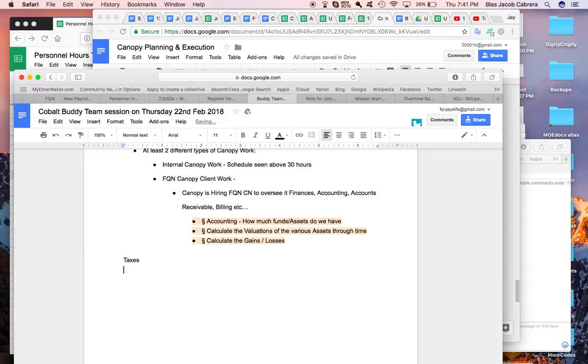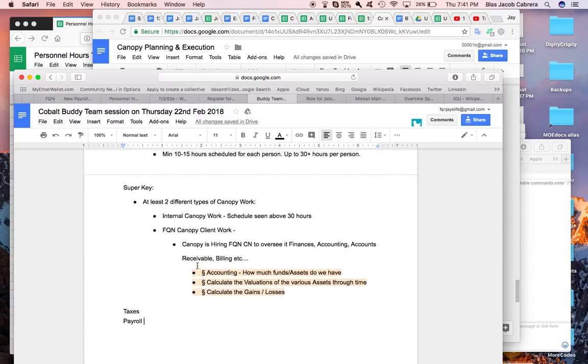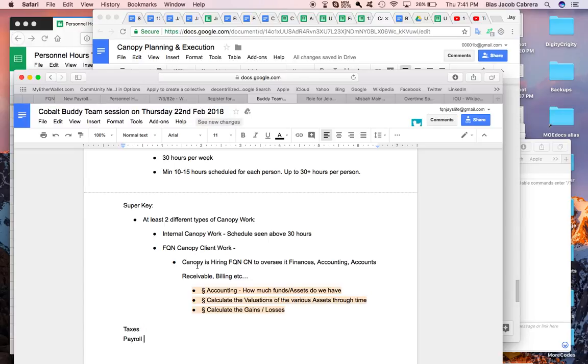the finances, and there's just a whole bunch of other priorities, payroll, okay? So if we get through everything and all the priorities, eventually we'll spend as much time as we want on Canopy, but we have to catch up on all the other overall essential priorities as well.